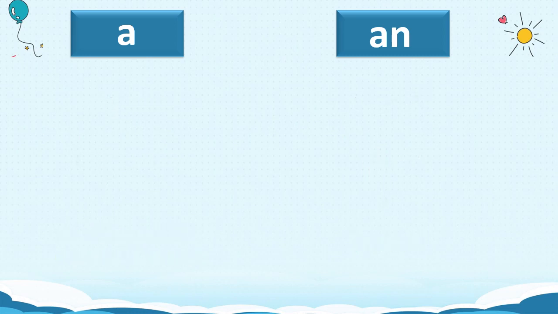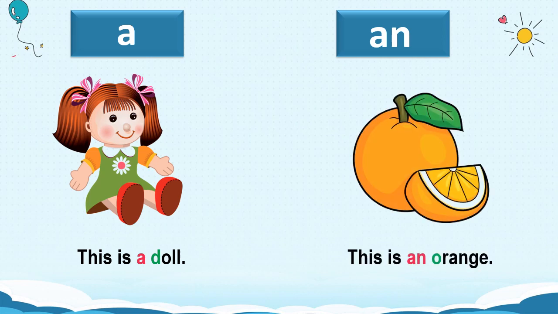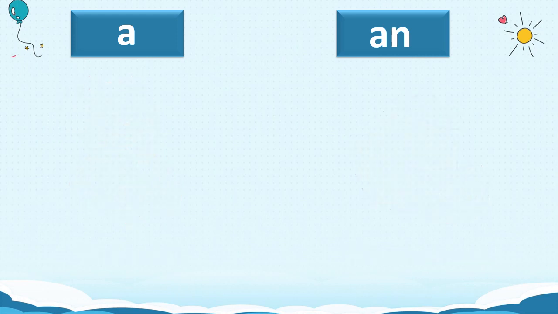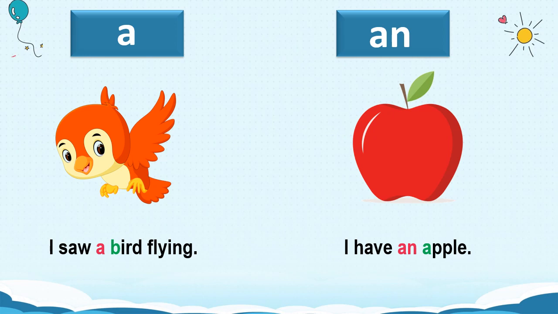Here are the examples. This is a doll. This is an orange. I saw a bird flying. I have an apple.